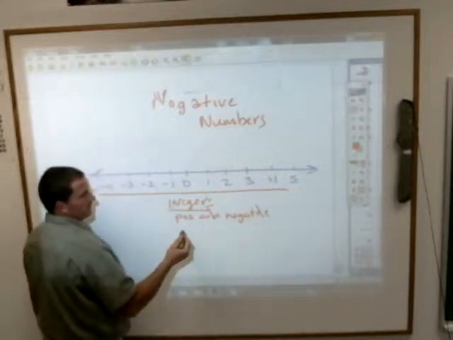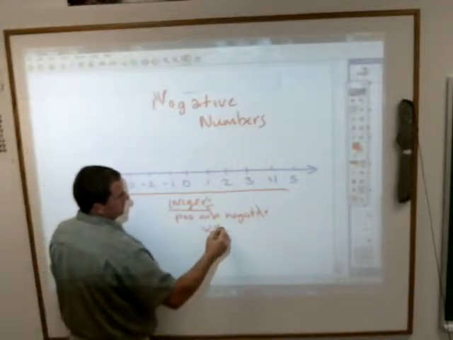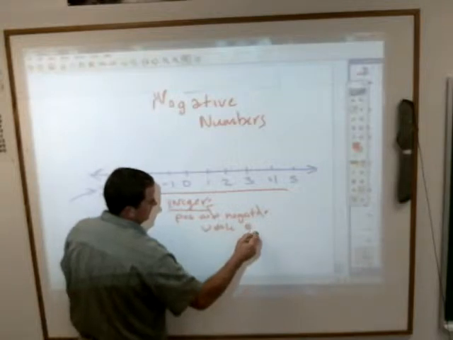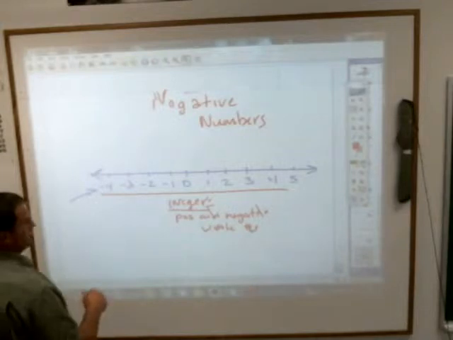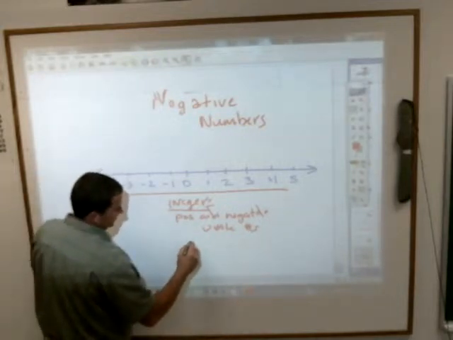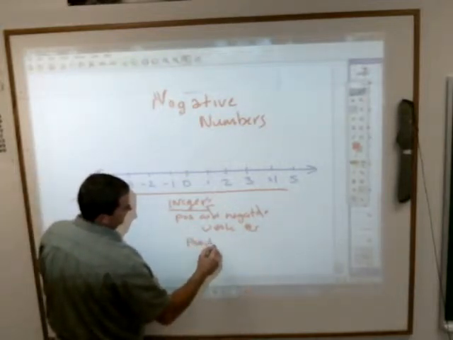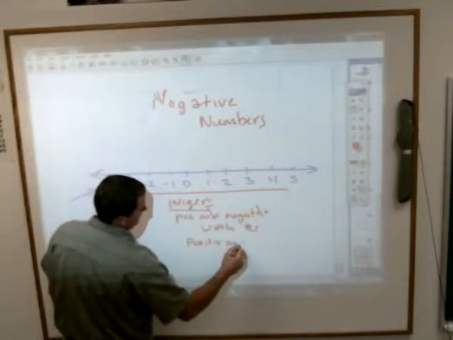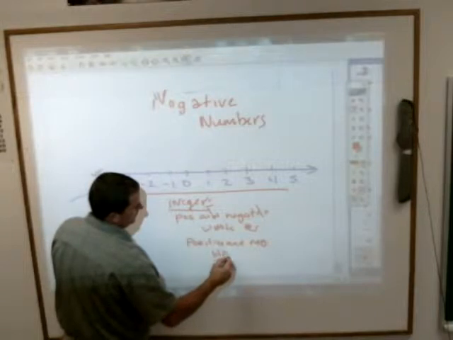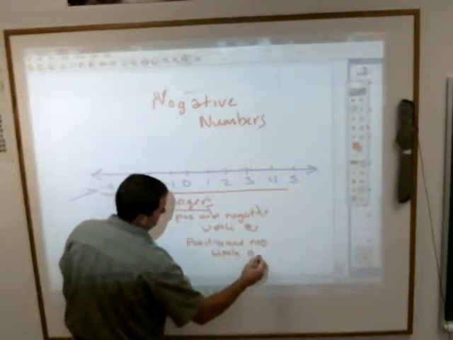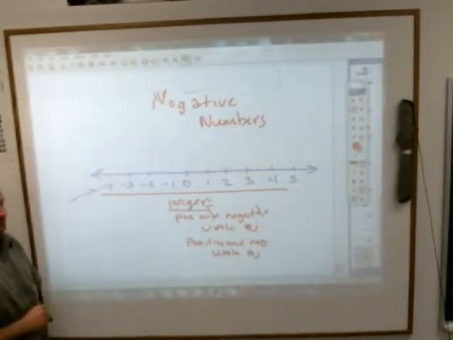Whole numbers. Okay, so all of these are an integer. Integers are not fractions, they're not decimals, they are whole numbers. I know it's hard to read because my thing is going wacko. Positive and negative whole numbers. That's what integers are.